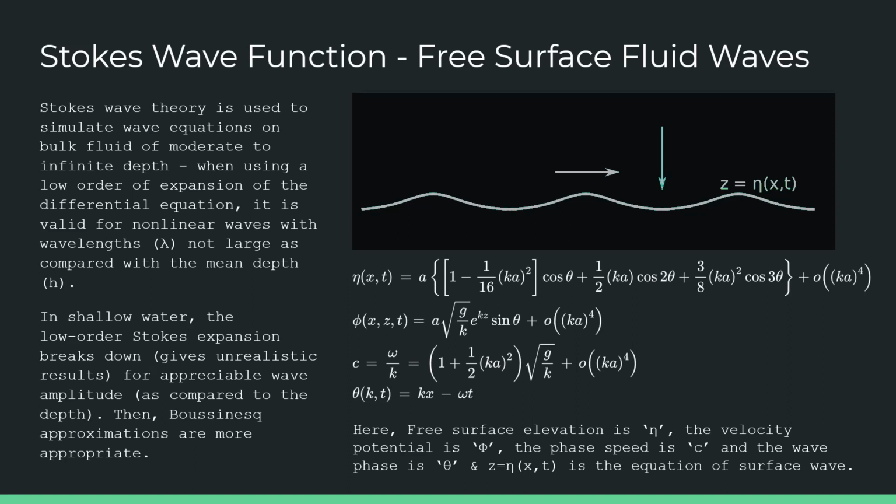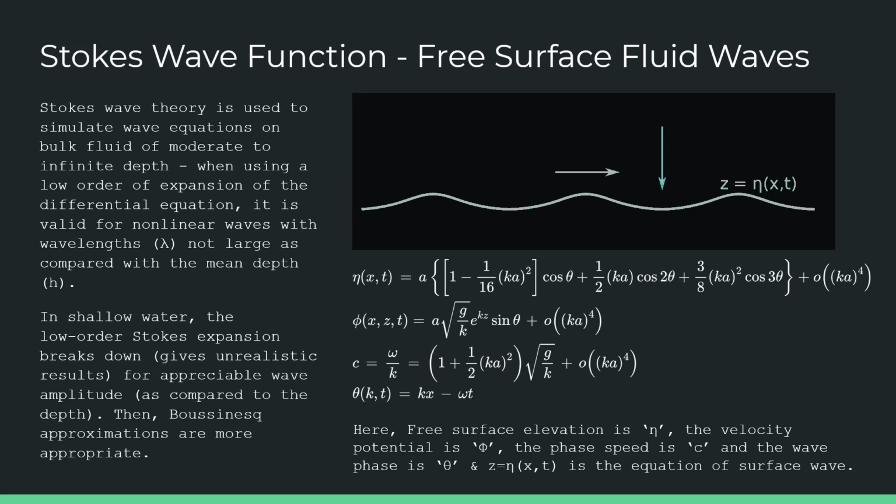Here you can see that we have a function called eta of x, t. x is the position in the x direction, and z is the vertical displacement. So eta gives us the required function as a result of the horizontal displacement at a particular time. At a time t, at every position x, we get a z value. So here we have the free surface elevation, that is eta.